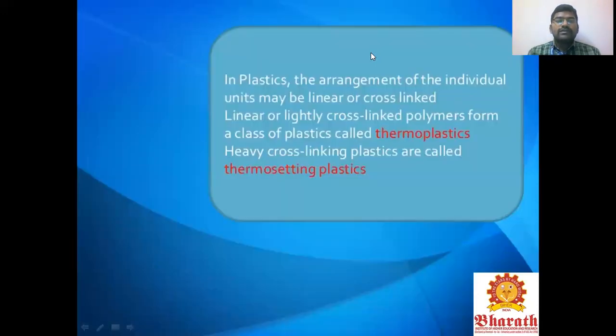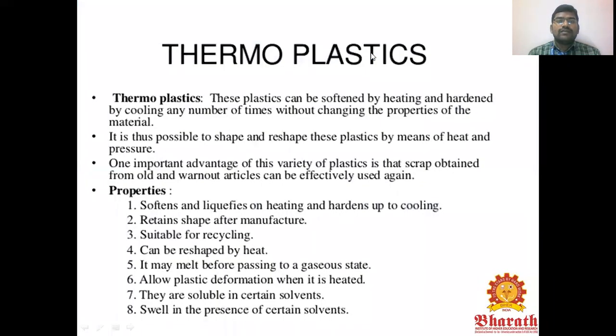In plastic, the arrangement of the individual units may be linear or cross-linked. Linear and lightly cross-linked polymers form plastics called thermoplastics. Heavily cross-linked plastics are called thermosetting plastics. There are two different types of plastics. First, we will discuss thermoplastics.